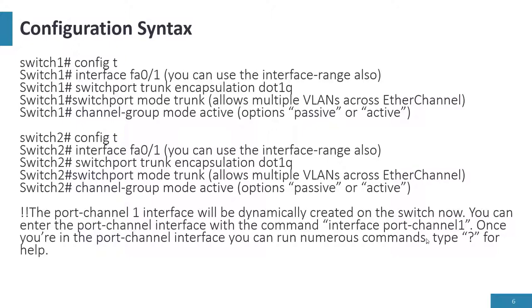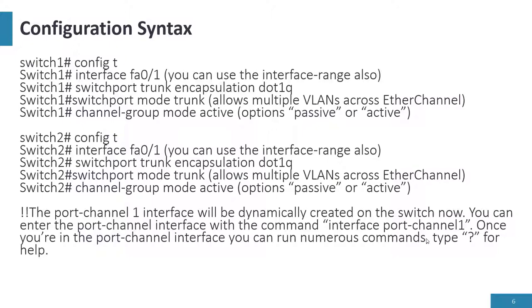You can do the switchport trunk encapsulation dot1Q. Switchport mode trunk allows for multiple VLANs to go across your ether channels, and then the channel-group mode active for whatever ether channel you're going to put the port in. So you should put channel-group 1 mode active, and then on switch number 2 you're going to do the same thing, config T. Then you go to interface FA0/1.